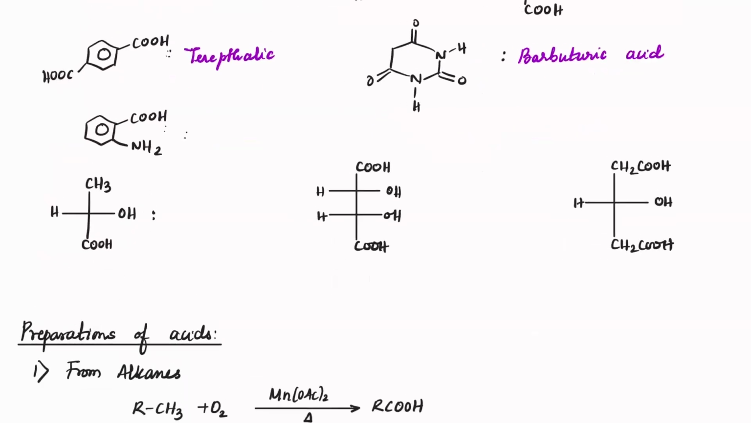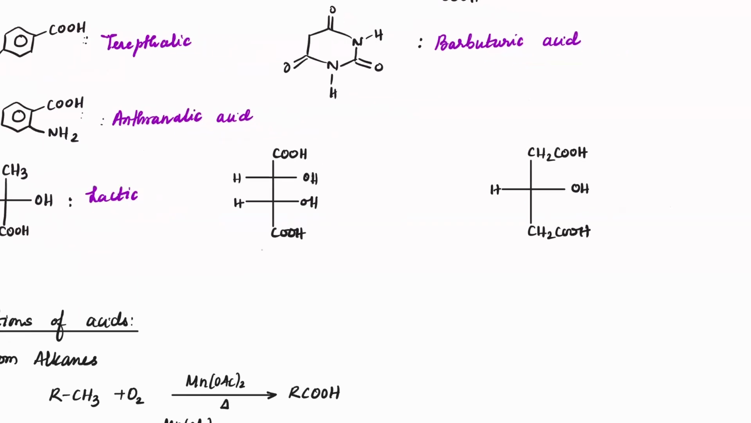Next, if you have COOH and one NH2 at the ortho position, this is anthranilic acid. If we have a chiral molecule with CH3, H and OH along with COOH, this is called lactic acid. And if you have OH and OH on a dioic acid here, this is tartaric acid.